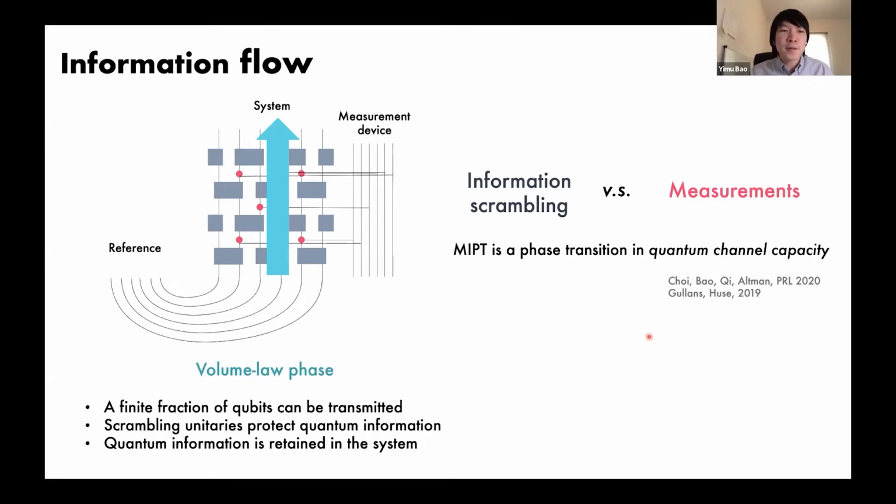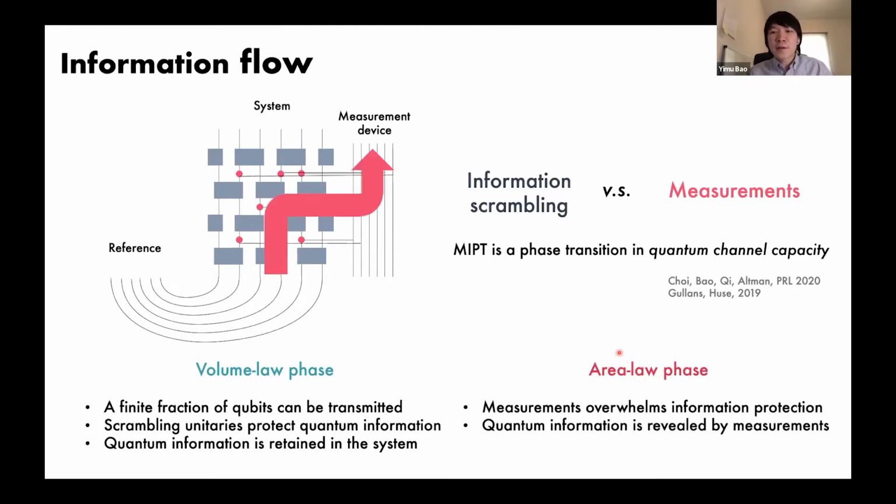So there are two phases. The first one is the volume law phase. It is characterized by the fact that you can transmit a finite fraction of a qubit to the final state. In this phase, the scrambling unitary protects the quantum information, and the quantum information encoded in the initial state is retained in the system. The other phase is the area law phase, where measurements overwhelm this information protection by scrambling, and the quantum information is revealed by the measurement.